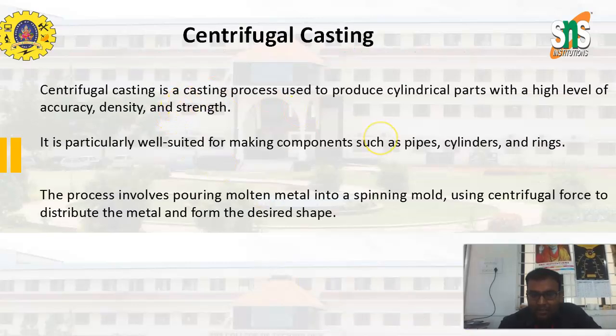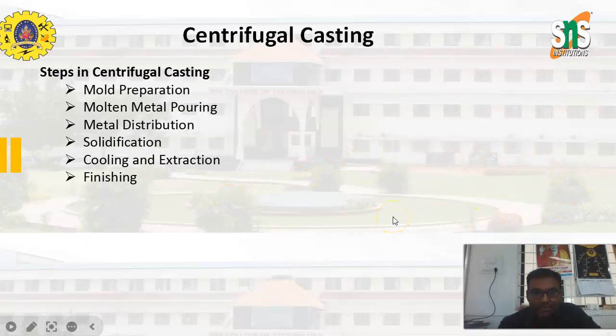Centrifugal casting is the casting process used to produce cylindrical parts with a high level of accuracy, density and strength. It is particularly well suited for making components such as pipes, cylinders and rings. The process involves pouring molten metal into the spinning mold, using centrifugal force to distribute the metal and form the desired shape. Here, the centrifugal force plays a major role.